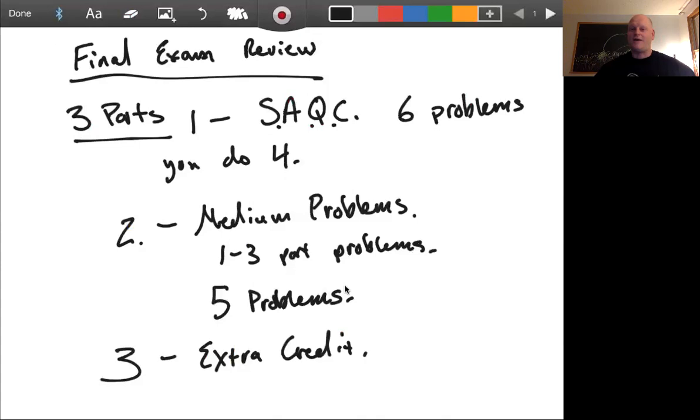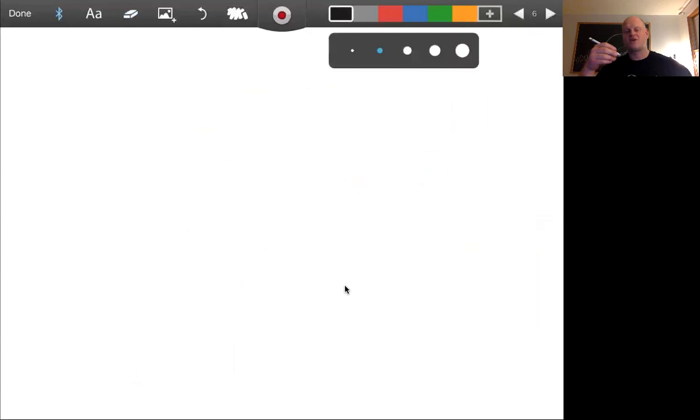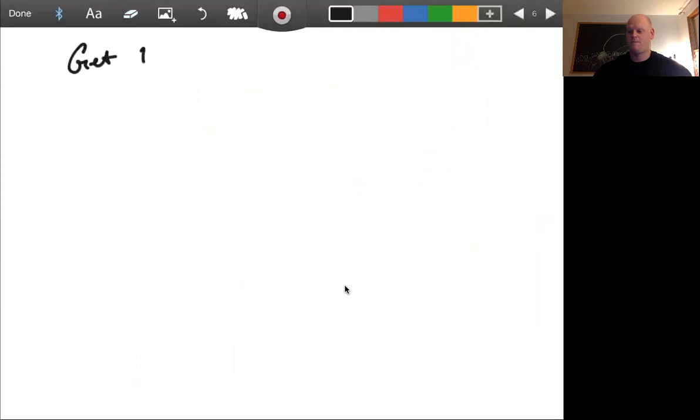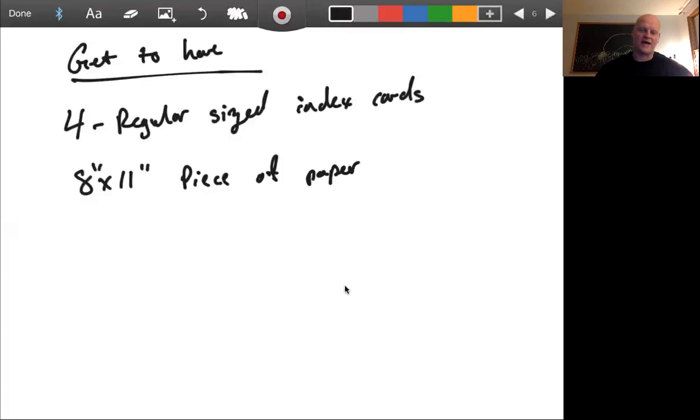Now here, let's talk about things you can bring or can have with you. Basically on each exam, you get 1 index card front and back. So in this exam, you get 1 index card for each exam. That means you're allowed 4 regular size index cards. If you've kept all of yours from the previous exams, just go ahead and use those. Otherwise, you can make new ones. Or you can use an 8x11-inch piece of paper, front and back. So one or the other: either 4 regular sized index cards, front and back, or 1 regular sized piece of paper, front and back.